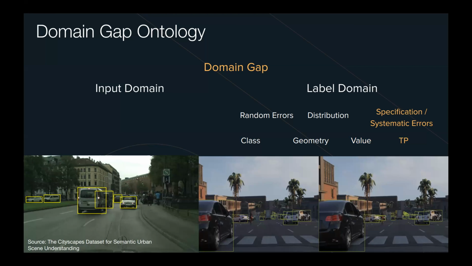And the last one, and probably the most important one, is what do you consider a true positive? Is it just vehicles that participate in traffic? Is it only vehicles larger than 10 pixels or with more than 20% visibility? All these things you need to be aware of in order to trim down your synthetic labels to match this.